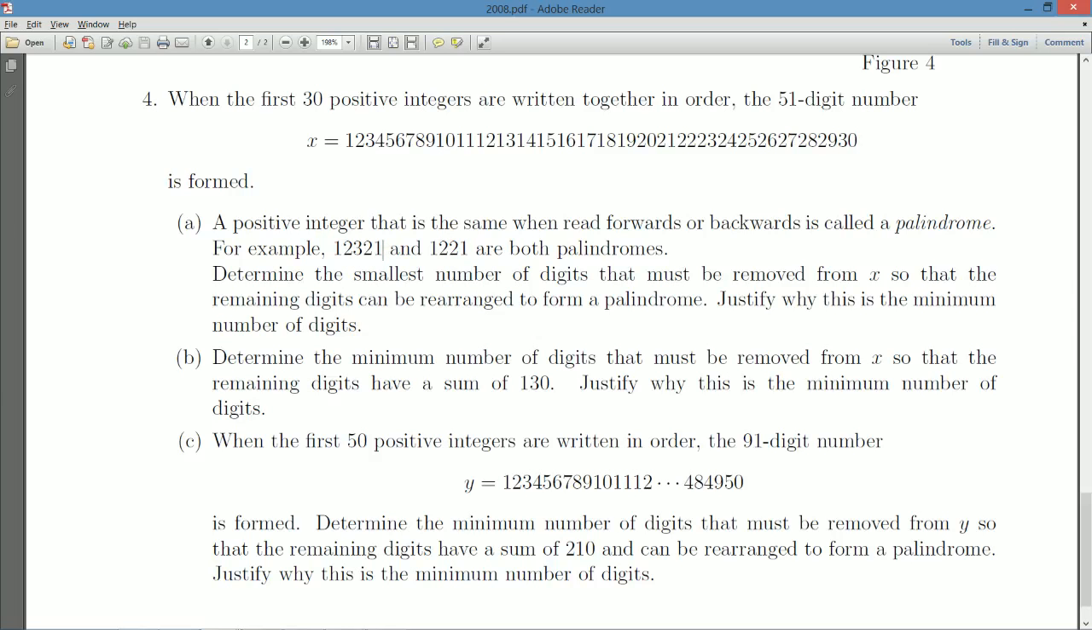You have hopefully seen palindromes before. They come up on contests from time to time. So it's a good concept to be at least passingly familiar with.